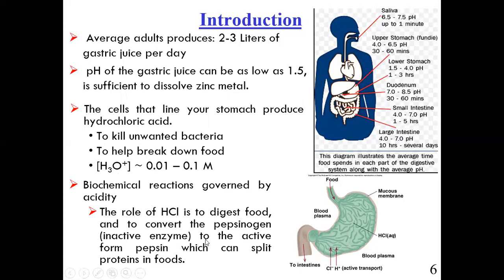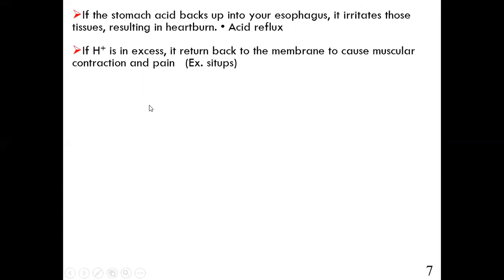For some biochemical reactions, what happens in the stomach is that HCl is required to digest the food, because it converts pepsinogen, an inactive form of an enzyme, to the active form called pepsin, which can split the proteins in the food. Now, what do you need to know out of this? Actually, nothing. I just thought it's interesting for you to know that about our own bodies.